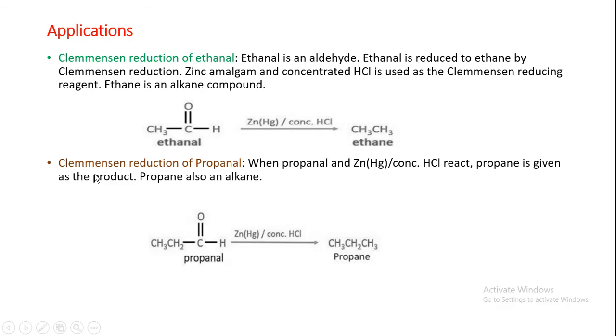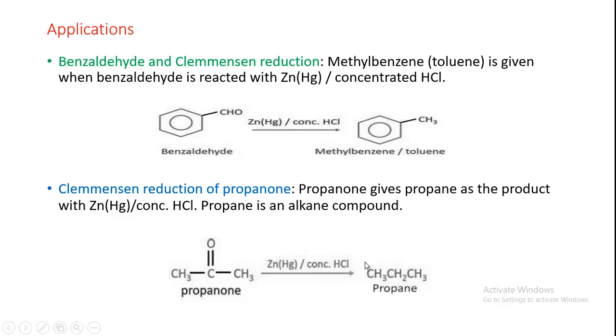The next, Clemmensen reduction of propanal. So again another aldehyde, propanal. So here it will convert to CH3, CH2, again CH3. So it will convert to propane. Next application, benzaldehyde and Clemmensen reduction. So methyl benzene, toluene, is given when benzaldehyde is reacted with zinc amalgam and concentrated HCl. So methyl benzene will form from the benzaldehyde.